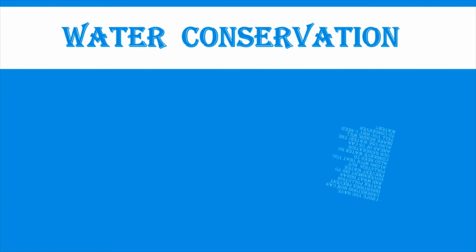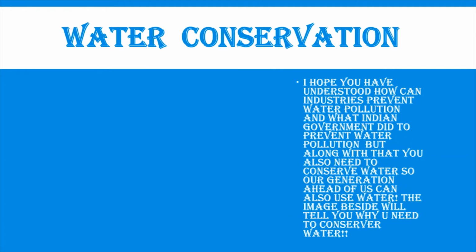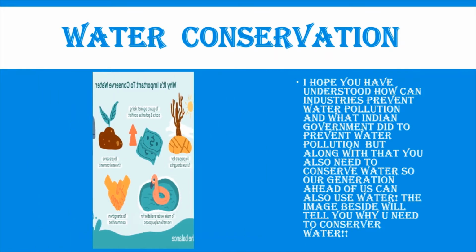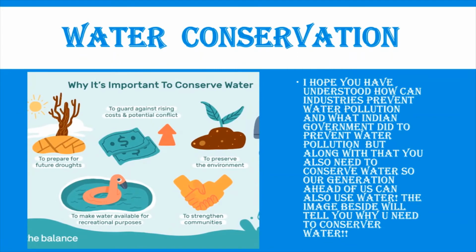Water conservation. I hope you have understood how industries can prevent water pollution and what the Indian government did to prevent water pollution, but along with that, you also need to conserve water so our generation ahead of us can also use water. The image beside will tell you why you need to conserve water. Why it's important to conserve water: to guard against rising costs and potential conflict, to prepare for future droughts, to preserve the environment, to make water available for recreational purposes, to strengthen communities.